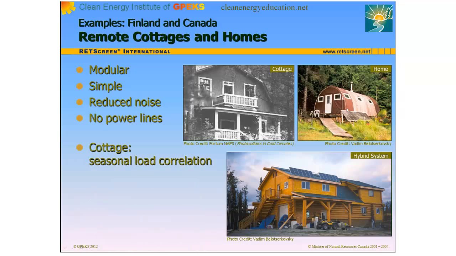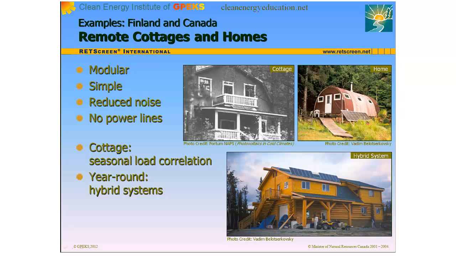Cottages, which tend to be used predominantly in the summer, have good seasonal solar load correlation. Homes occupied year-round will often employ a hybrid system. In the photo on the top left, 2 modules mounted on the porch roof are sufficient to power the loads in this Finnish cottage. Each of Norway, Finland, and Sweden has tens of thousands of cottages with photovoltaic systems.